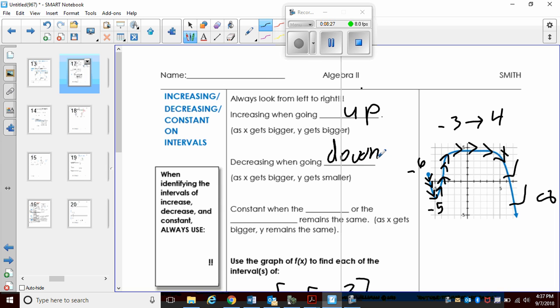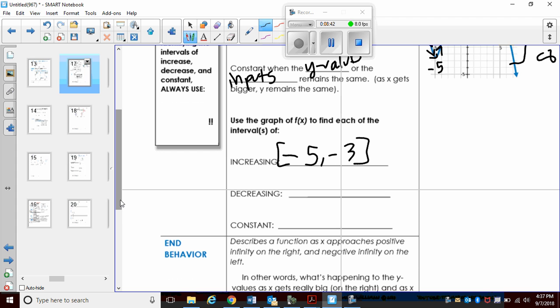It's constant when the y values or the inputs remain the same. The range is the same. Okay? So that's just a little practice for words.